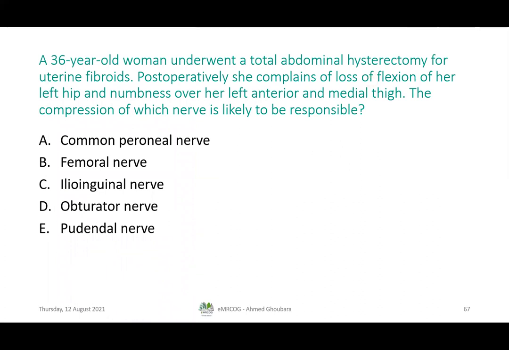A 36-year-old woman underwent total abdominal hysterectomy for uterine fibroids. Post-operatively, she complains of loss of flexion of her left hip. She's not able to do flexion of her left hip, with numbness of the left anteromedial part of the thigh. The compression of which nerve is likely to be responsible? Which nerve is responsible for this kind of injury? She underwent total abdominal hysterectomy and was there for quite long. So, loss of flexion of the left hip, numbness of the anteromedial part of the thigh.